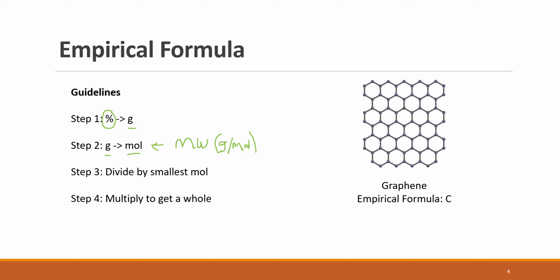Step 3, divide by the smallest mole. You'll notice in step 2 we converted all the gram amounts to mole amounts. So we'll have mole amounts for each element present in the chemical formula. Whichever mole amount is the smallest, we're going to divide all the other mole amounts by that number. Last but not least, multiply to get a whole number. If we already have a whole number, this step is unnecessary. It's only if we do not have a whole number or a number that's close to a whole number.